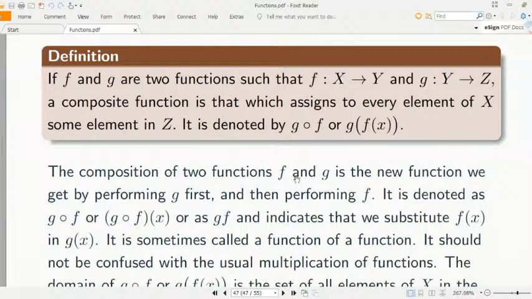So the composition of two functions f and g is the new function we get by performing f first, and I'm going to show you that the last one comes first, and then performing g. It is denoted as this, or as this. This is what I have written this way. We substitute f of x inside g of x.